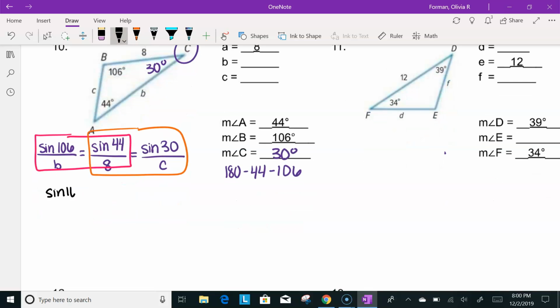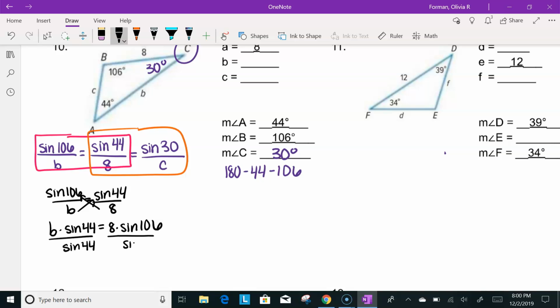I say sine of 106 divided by B equals sine of 44 divided by 8. I do my cross multiplication. Again, that's 8 times sine of 106. Just type it in your calculator, hit equals, and then divide by sine of 44. So you take that number divided by sine of 44, and we get that our side length B is about 11.1.